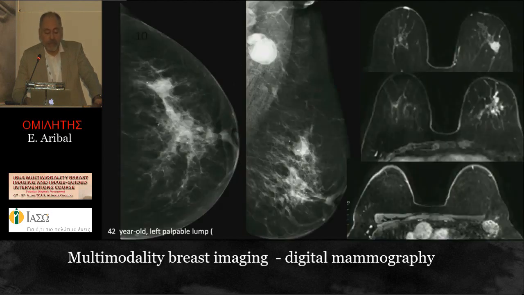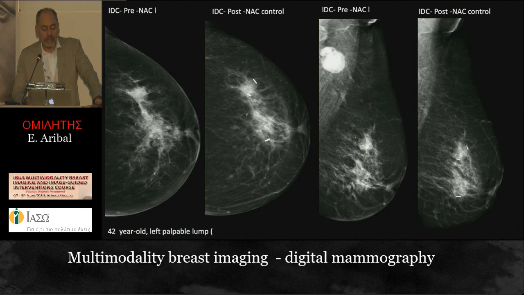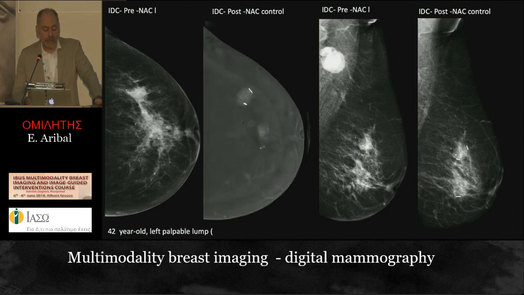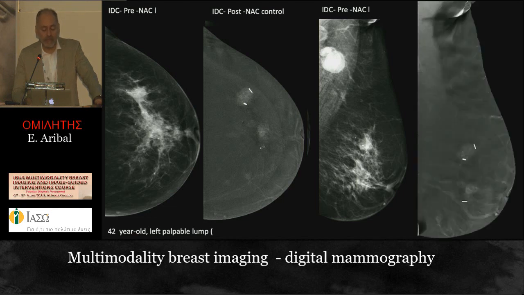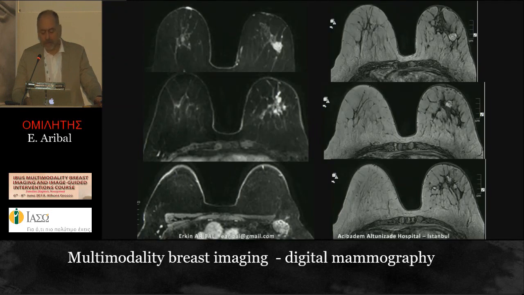Also with neoadjuvant chemotherapy, this is from before the neoadjuvant chemo, and here after the neoadjuvant chemo. Before, we didn't have the contrast-enhanced mammogram, but after you can see that the lesions are smaller but still there. And these are the MRI findings, almost comparable.